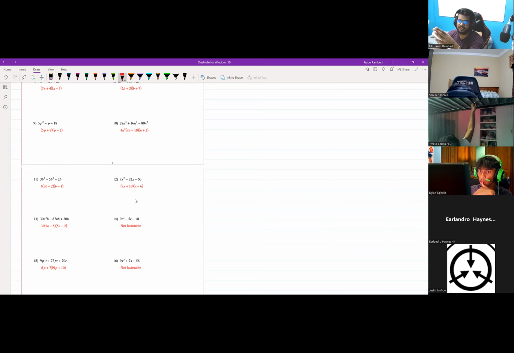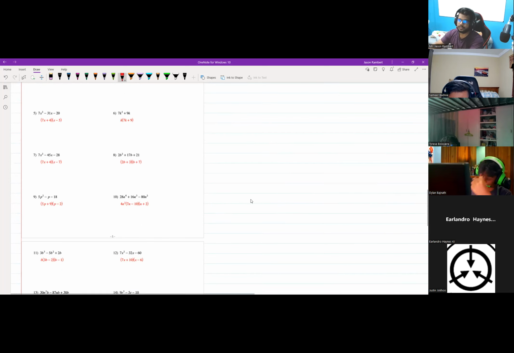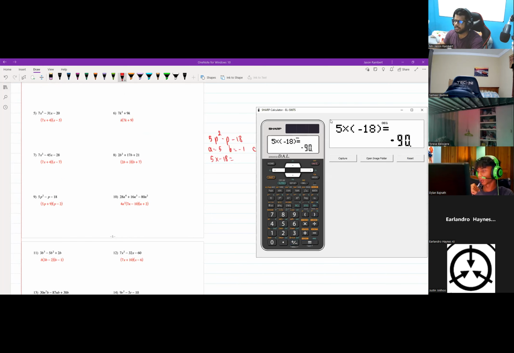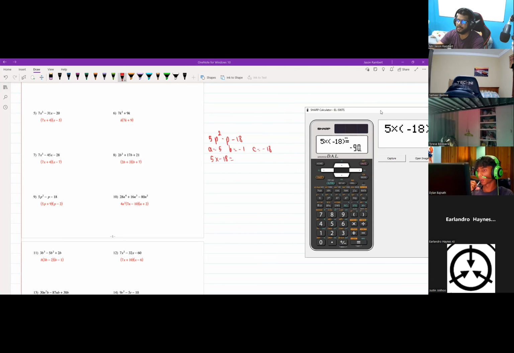Number 9, 5p plus 9 into p minus 2. I seen Dylan shaking his head. That one I kind of mess up. All right. 5p squared minus p minus 18. a is 5, b is minus 1, and the c is minus 18. 5 times minus 18 is equal to, 5 times minus 18 is minus 90. Yeah?